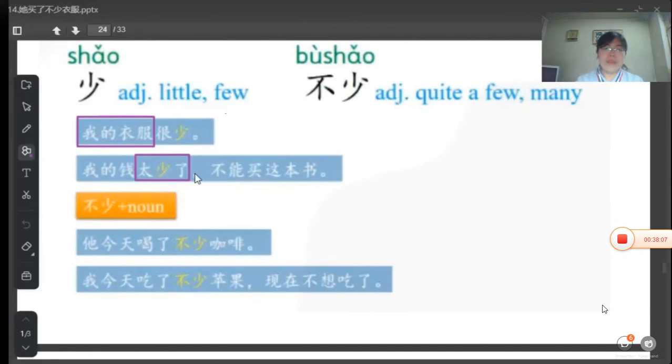On the contrary, we give the negative word to 少: 不少. It means quite a few or many. How to use 不少? 不少 plus the noun. 他今天喝了不少咖啡。Coffee, quite a few coffees. 我今天吃了不少苹果。Today I ate quite a few apples. Please use this rule: 不少 plus noun.